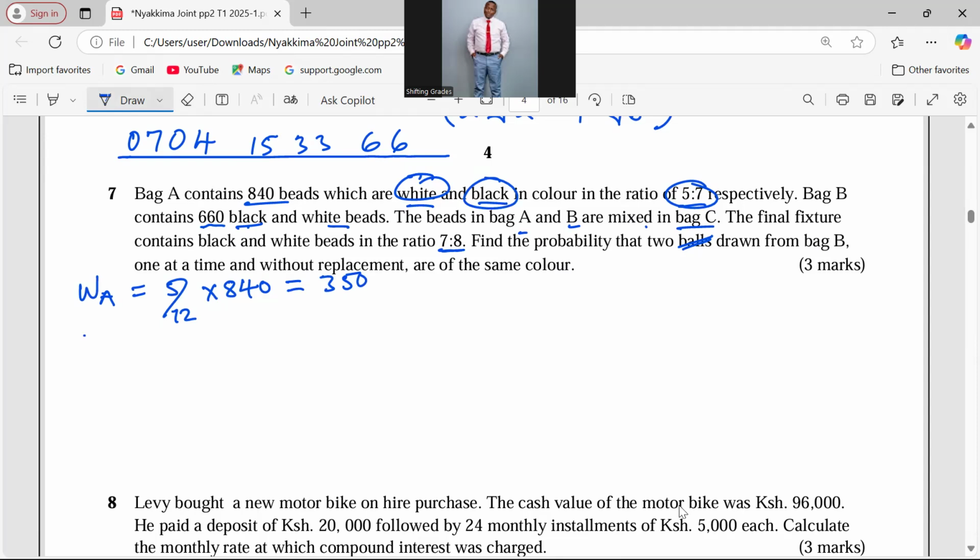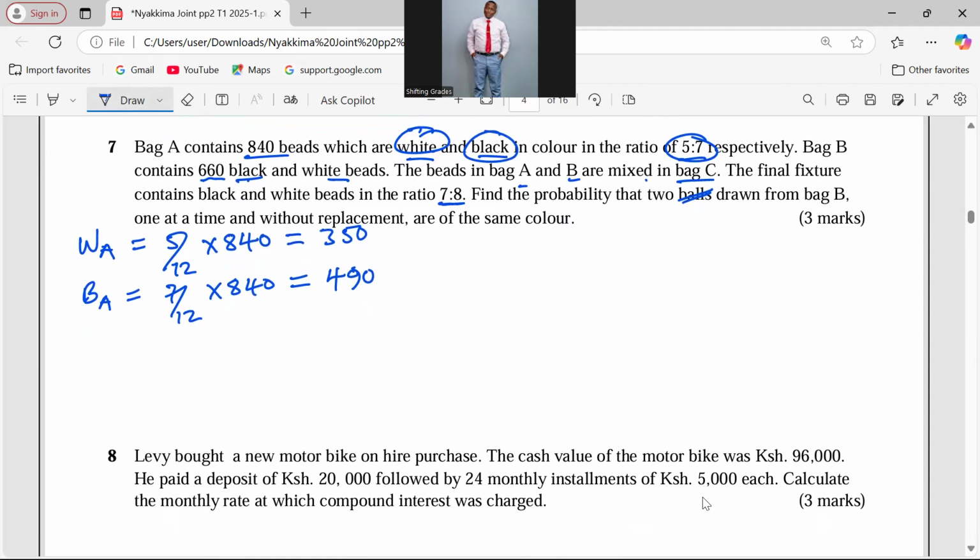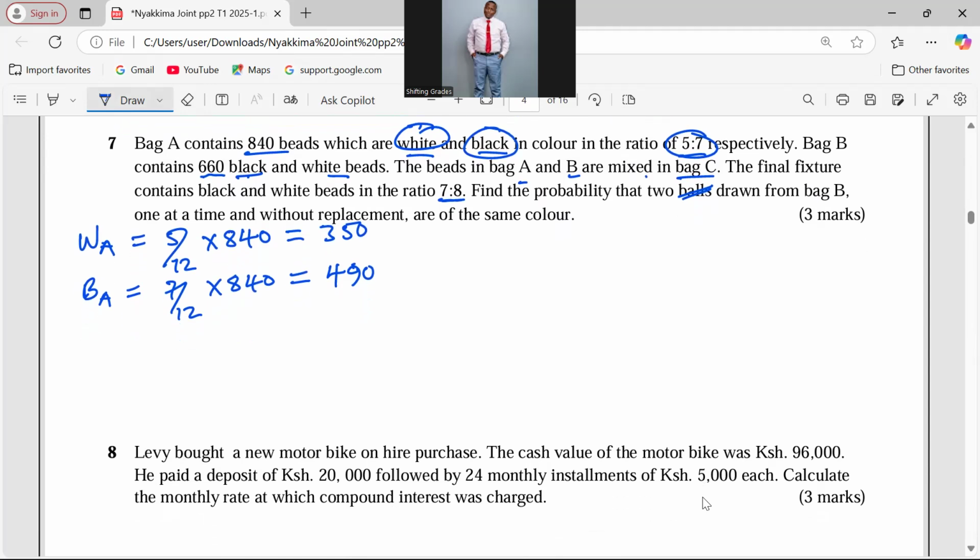Then we are also talking about the blacks in bag A. They are going to be 7 over 12 by 840. So we can also get this number, 7 by 840 over 12. I'm getting 490.